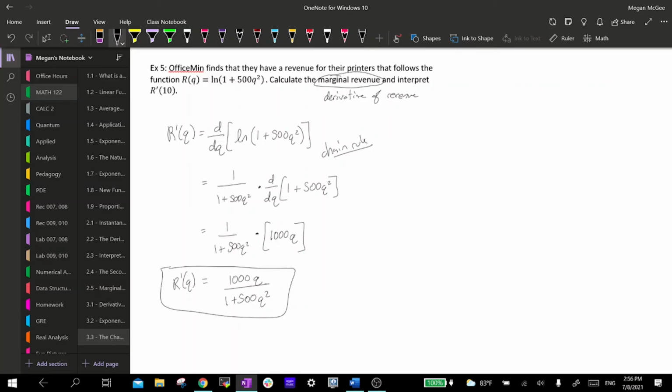Finally, we were asked to interpret R prime of 10. Alright, so let's come over here. R prime of 10, there we go. Well, that's 1,000 times 10 over 1 plus 500 times 10 squared. Alright, so a calculator is going to tell us that this is 0.19, alright, which we could go ahead and round up to 0.2.